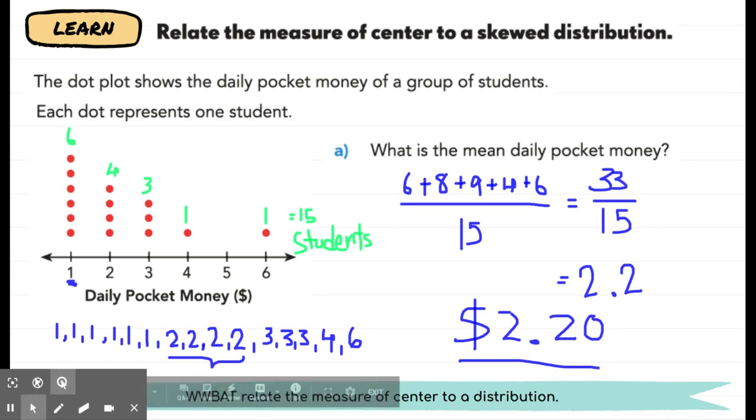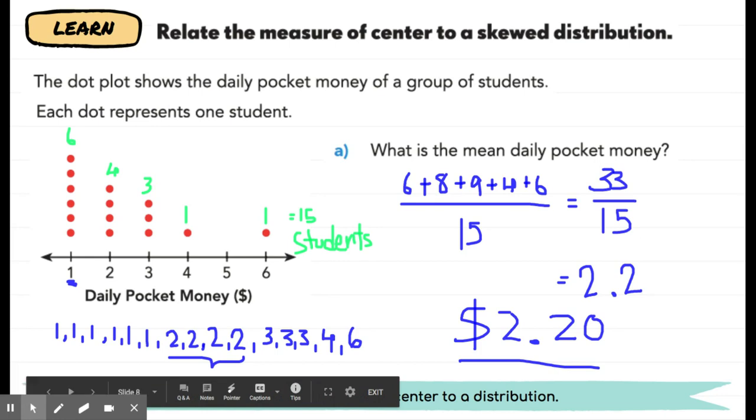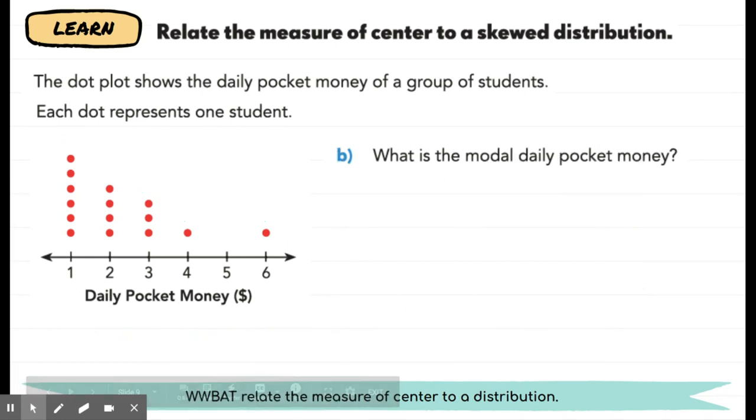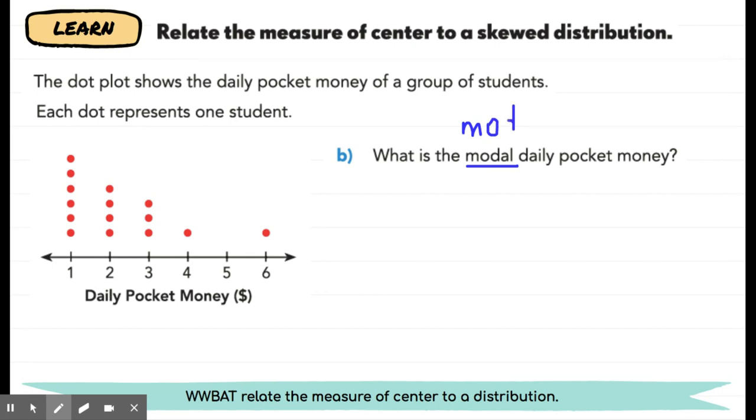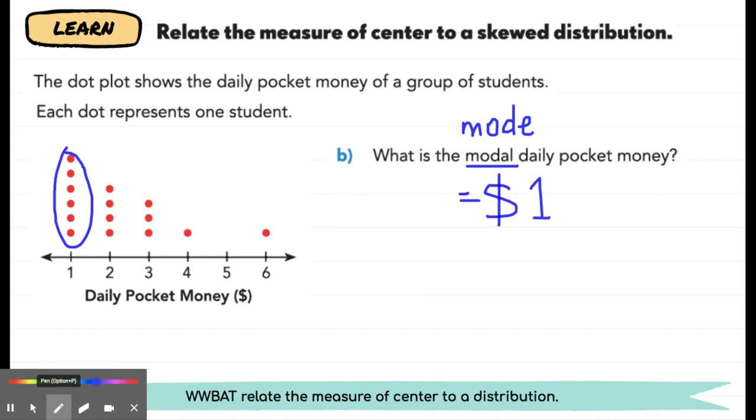Let's look at the next question and just keep the mean in mind. What is the modal daily pocket money? And remember, modal is the adjective for mode. So what is the mode in the data set? And mode usually refers to the most popular value or the number that appears most frequently. So from the dot plot, you can see that because 1 has 6 frequencies, the mode is $1. So take notes, keep that in mind.